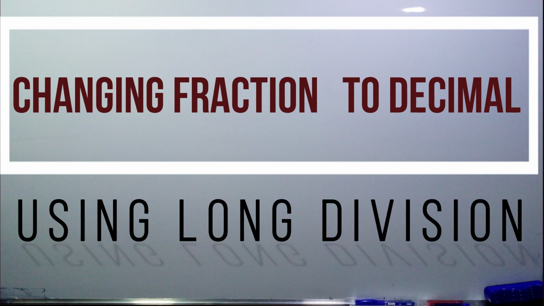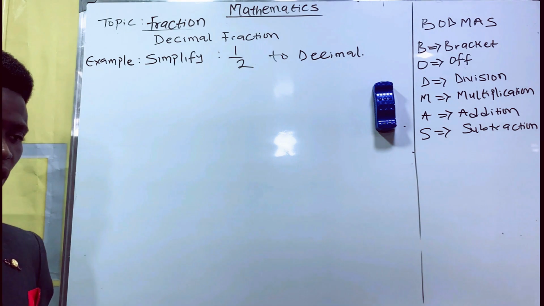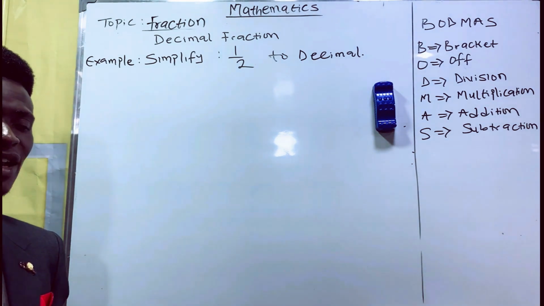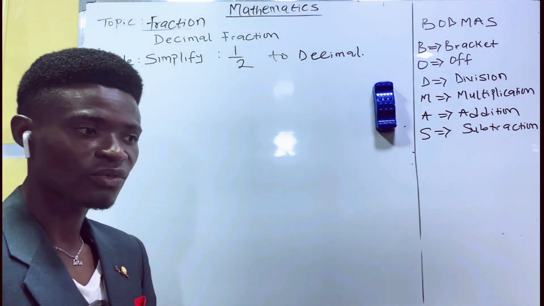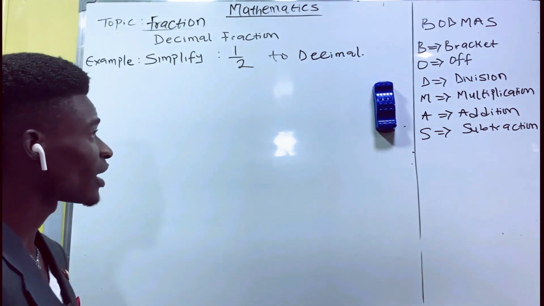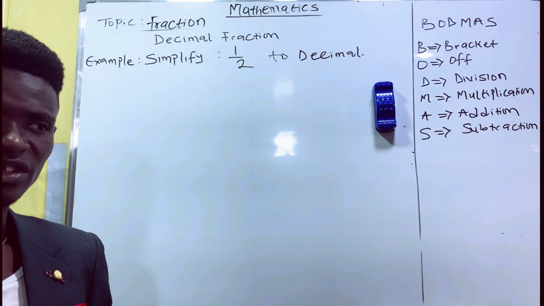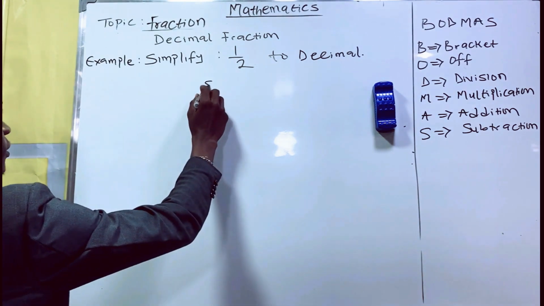Simplify 1 over 2 to a decimal fraction using long division, if we are not using a calculator. Without the use of a calculator, we can simply simplify this by the use of long division. Now, solution.